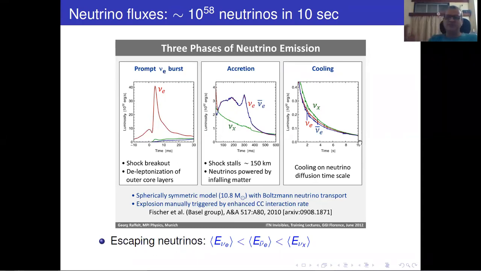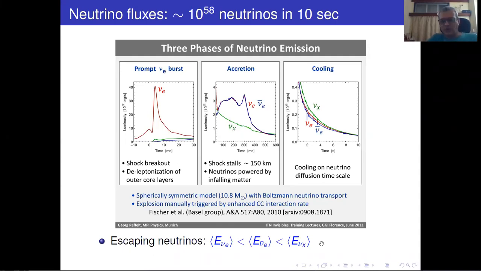So neutrino emission, at least the part relevant for us, takes place only in the first 10 seconds of the star. However, as we will see, even these 10 seconds are going to give us crucial information about what's happening in space. The first thing that we know is that the average energy of electron neutrinos is lower than that of electron antineutrinos and that of the mu or tau neutrinos, which are often called X kind of neutrinos, because we don't really care whether it's mu or tau.